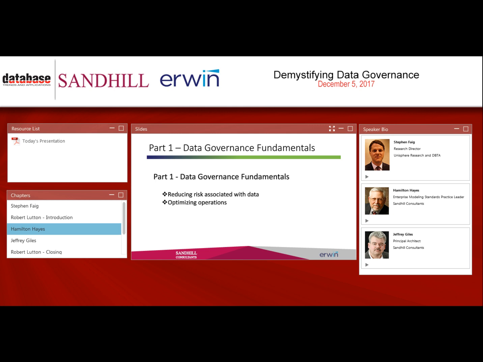The second thing we're going to look at is optimizing operations. It's one thing to set a goal, but it's another thing to get to that goal efficiently. So with that, let's begin to dig in a little bit.